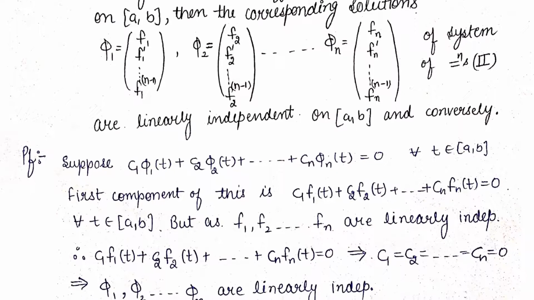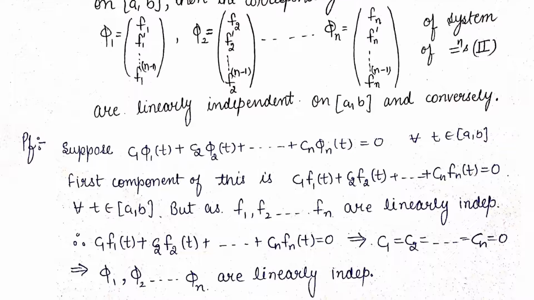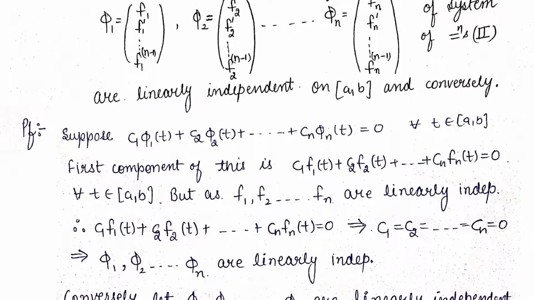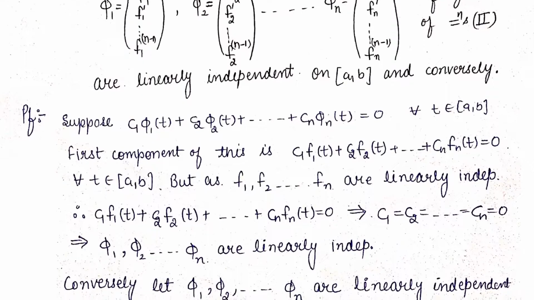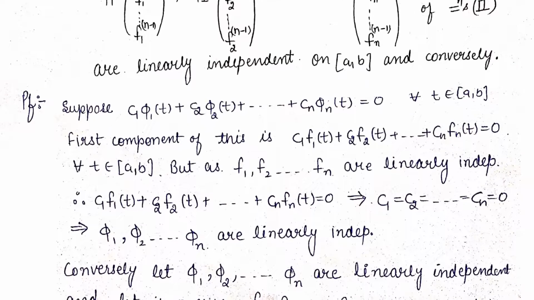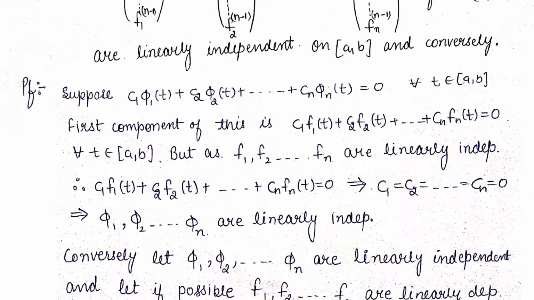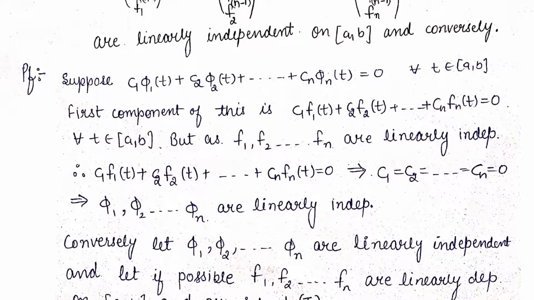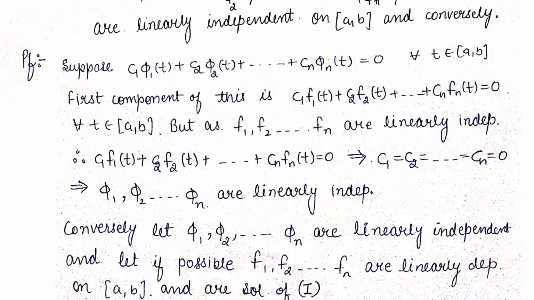And we assume that f1, f2, fn are linearly independent solutions of 1. Now if we equate the combination C1 phi1(t) plus C2 phi2(t) plus Cn phi-n(t) to 0, the first component of this combination is C1 f1(t) plus C2 f2(t) plus Cn fn(t) is equal to 0. But since f1, f2, fn are given to be linearly independent, this combination equal to 0 implies that all the Ci's are 0. And this implies that phi1, phi2, phi-n are linearly independent.